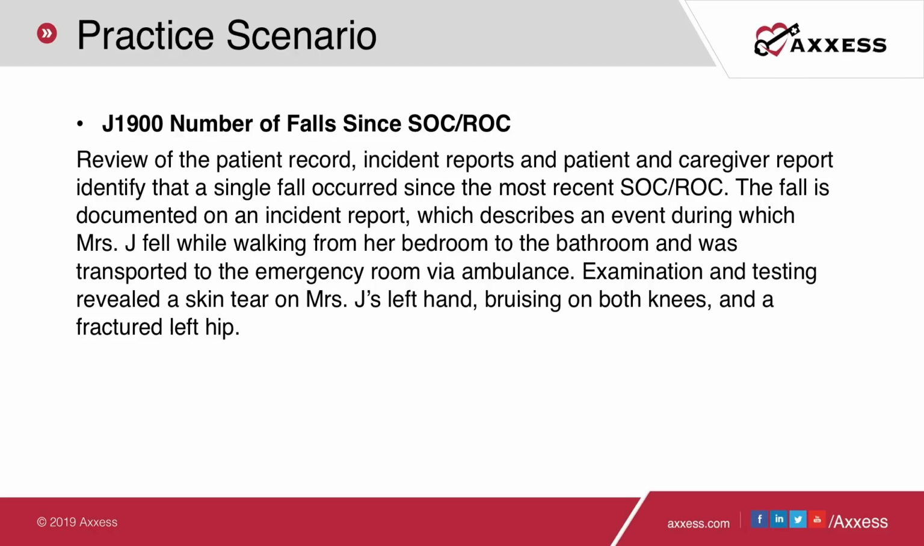In this case, we reviewed the patient record and the incident reports, and we did our interview and found out that the patient had a single fall since the most recent start or resumption. The fall is documented on an incident report which describes an event during which Mrs. J fell while walking from her bedroom to the bathroom and was transported to the emergency room via ambulance. Examination and testing revealed a skin tear on Mrs. J's left hand, bruising on both knees, and a fractured left hip. Remember, when you've got multiple injuries, we default to what? The worst injury. So how are we answering J1900 here?